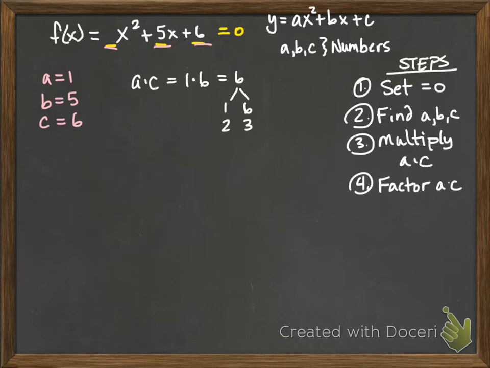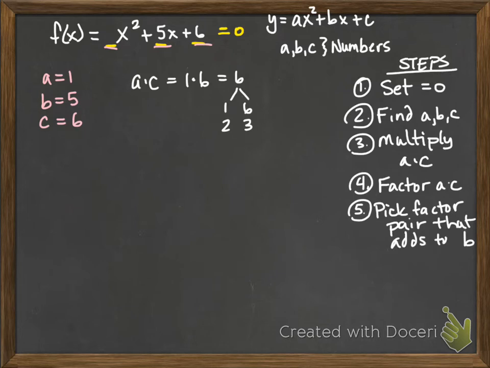Okay. Our next step is we're going to pick the factor pair that adds up to our b value. And we have a little bit of stuff involved in that. So pick factor pair that adds to b. So in this case, our b is a 5. So if I look across here, I have 1 plus 6, that would be 7. So that's not it. 2 plus 3 is 5. So that's the one I want.